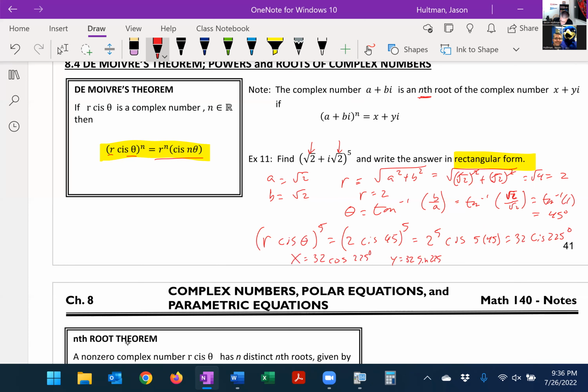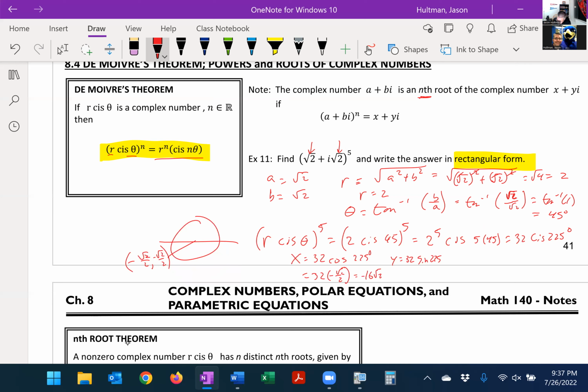So on the unit circle, I'll make that a little higher. On the unit circle, it's right here. And so what's cosine and sine? Well, it's negative radical 2 over 2, negative radical 2 over 2, okay, on the unit circle there. So this is going to be 32 times negative radical 2 over 2. The 2's are going to cancel, leaving me with negative 16 radical 2. Okay, so let me do it like this. It's getting a little crowded here. x is equal to 32 times negative radical 2 over 2, which is equal to negative 16 radical 2.